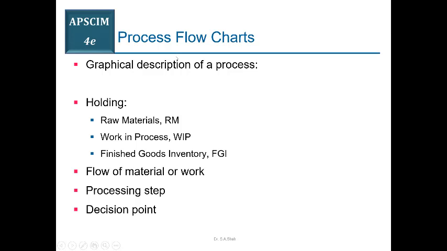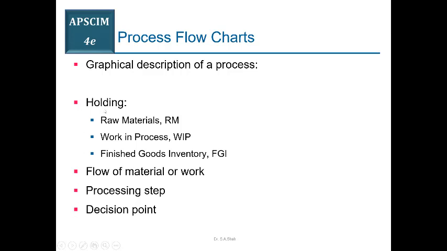Processes, when you analyze them, we represent those activities in graphical representation. And the symbols used in the graphical representation must be understood first before going to the analysis. So graphical description of a process normally consists of these four major entities which are bulleted here in red.